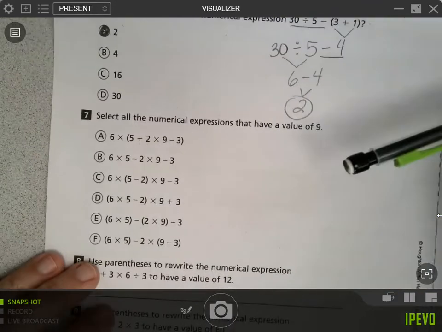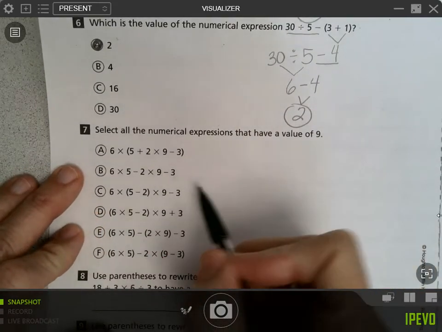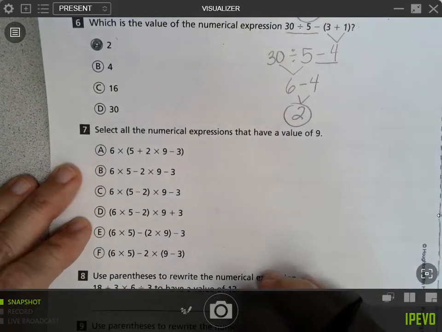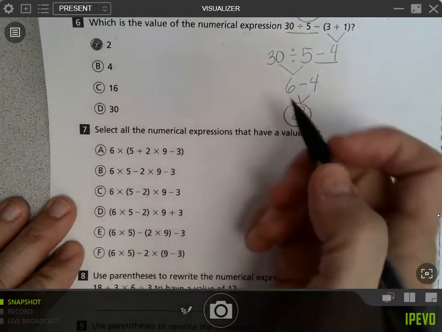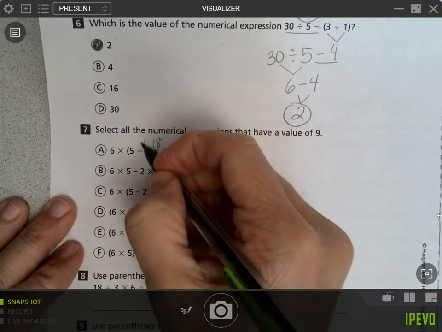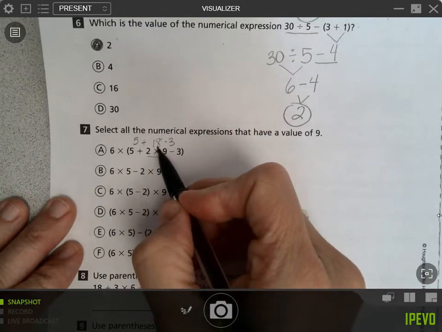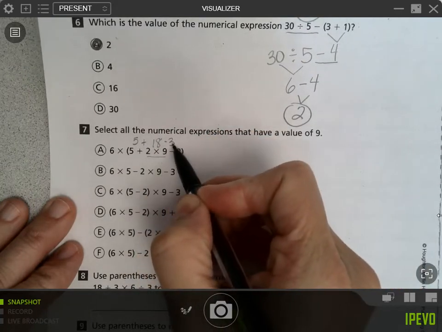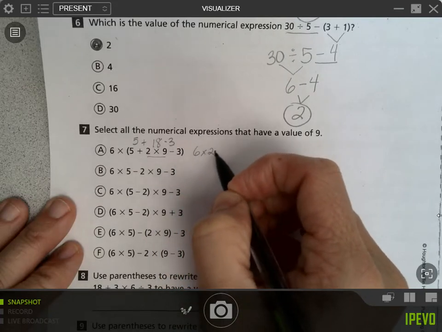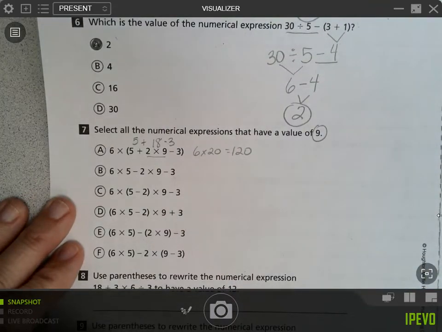Select all the numerical expressions that have a value of 9. So I have to go through step by step and look at these. If you rewrite them to the side, maybe you could do that, or if you just work them here, I'm going to do 9 times 2 is 18. I'm still in the parentheses here. 5 plus 18, that's 23, plus minus 3, that would be 20. 6 times 20 then would give me 120. Does that have a value of 9? No.